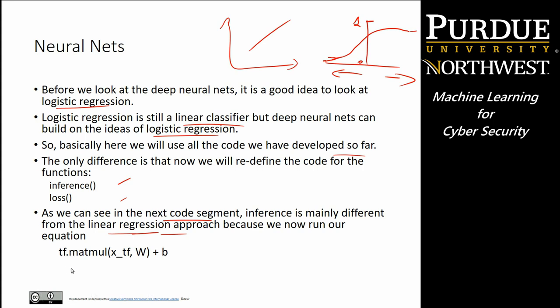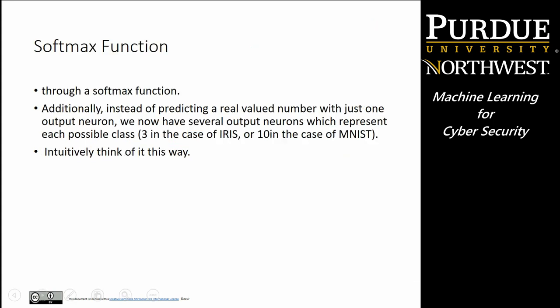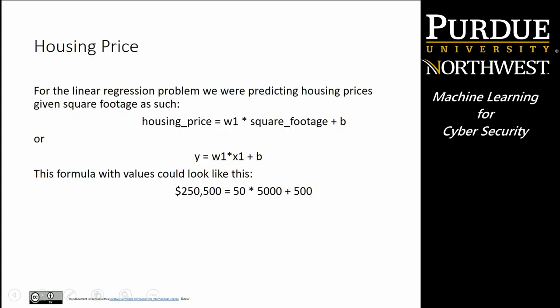Okay, so we take the same equation from linear regression, and now we apply it through a function called the softmax. So the softmax is actually a little bit beyond the sigmoid, right? So there's one additional condition there, and we will see that with an example. Additionally, instead of predicting real valued numbers with just one output neuron, we now have several output neurons, which will represent each possible class. So for instance, for Iris it's 3 classes, for MNIST it's 10 classes, right? Handwritten digits. So now, here is where we kind of want to think about this intuitively. Right? So let's see if this makes sense.